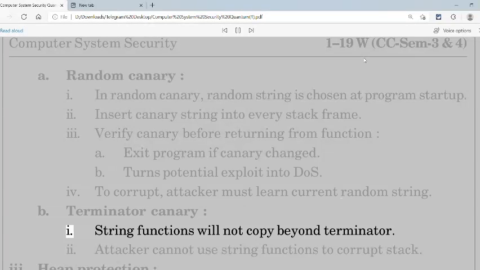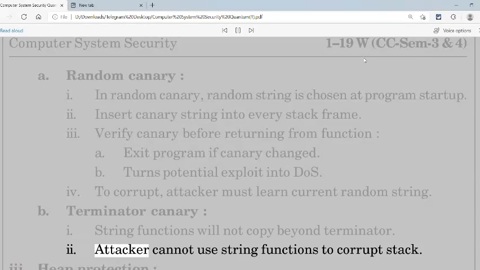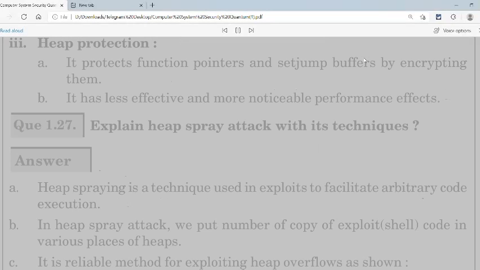B. Terminator canary. I. String functions will not copy beyond the terminator. 2. Attacker cannot use string functions to corrupt the stack. 3. Heap protection. A. It protects function pointers and setjmp buffers by encrypting them. B. It is less effective and has more noticeable performance effects.